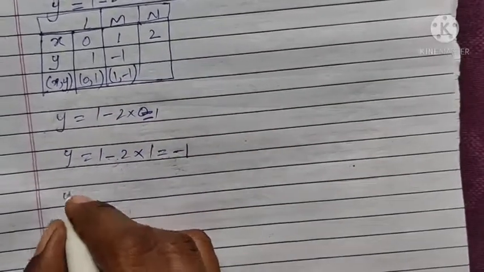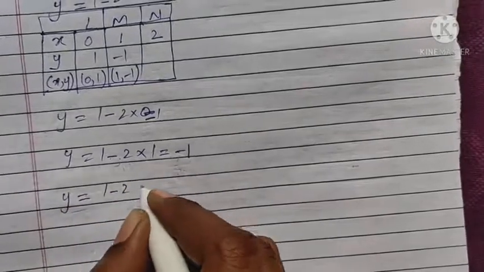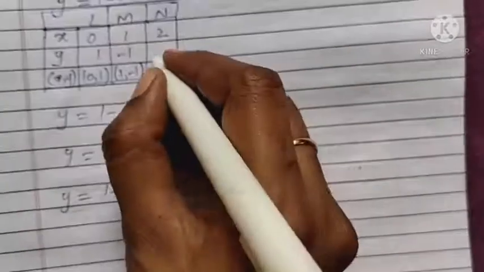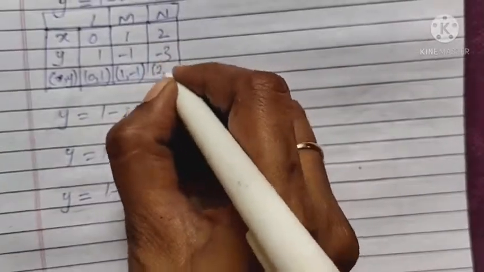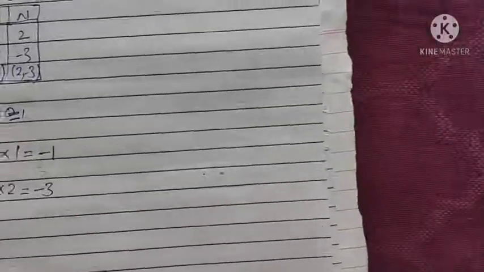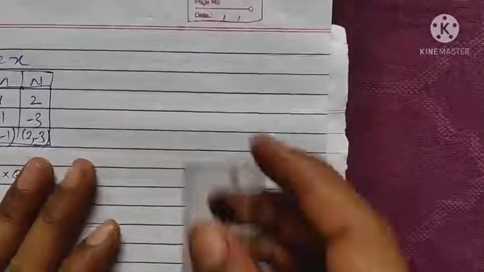Now the third one is y is equal to 1 minus 2 into 2. 2 2s are 4. 1 minus 4 is minus 3. Coordinate of point N is 2, minus 3. Got it? So let's start the plotting of the graph of these equations.